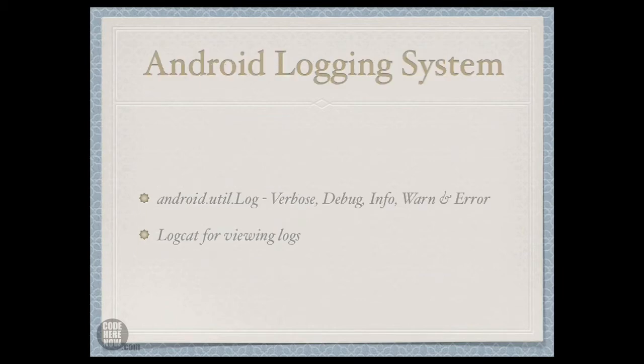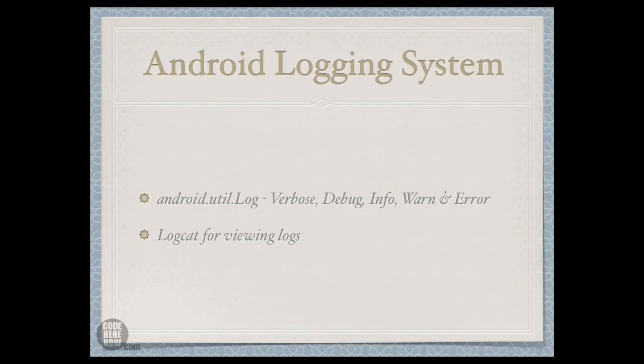From the developer's point of view, the Android logging system has two components which we will be using most commonly. The first one is the Log class. This is the Log class that allows you to log your messages. It has 5 logging levels: verbose, debug, info, warn, and error. These levels are in ascending order of priority.